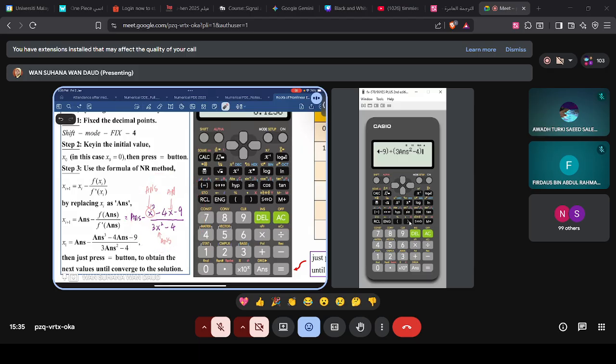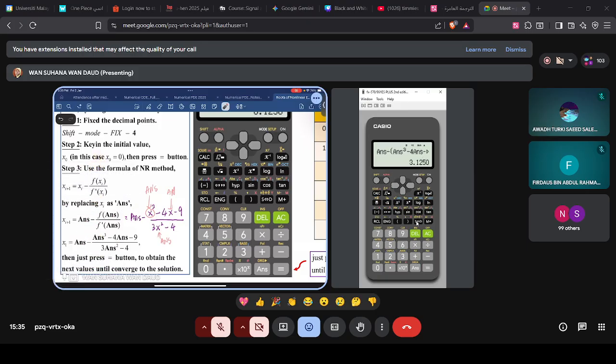Ans minus bracket, close, open bracket and close bracket for the function, divide by the f prime, which is all the x will be replaced by ans. Then you just press. Is everyone clear with this? Do you have any problem? Okay, good. Then just press equal.